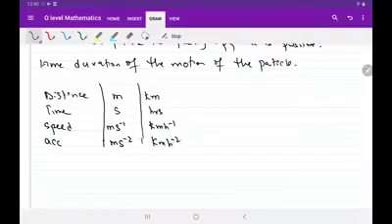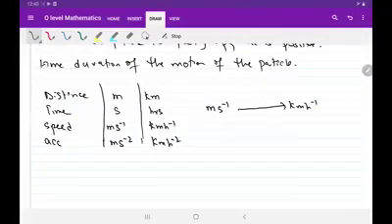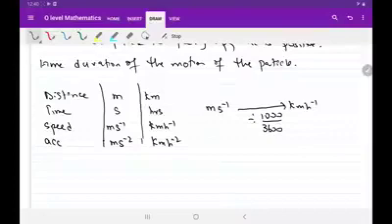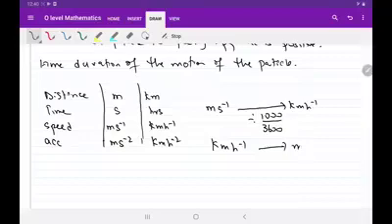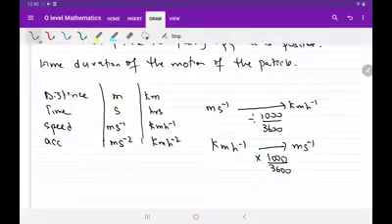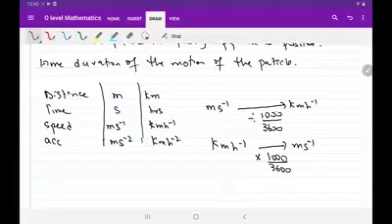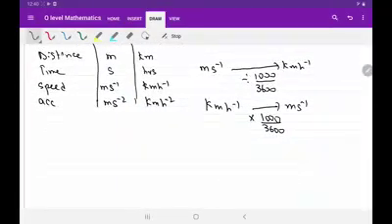In order to convert meters per second to kilometers per hour, we will divide by 1000 upon 3600. Likewise, to convert kilometers per hour to meters per second, we will multiply by 1000 upon 3600. So, these are the basic formulas that we need to be aware of when solving questions regarding kinematics.